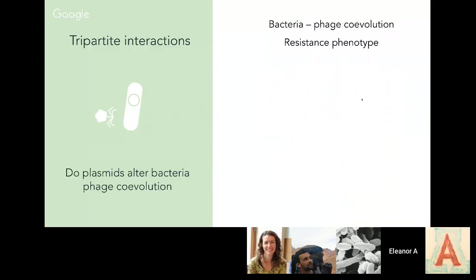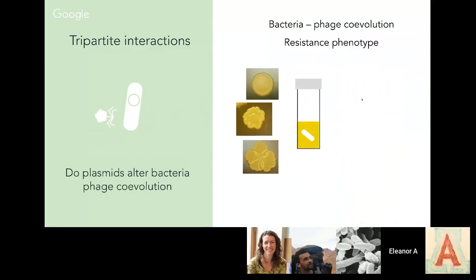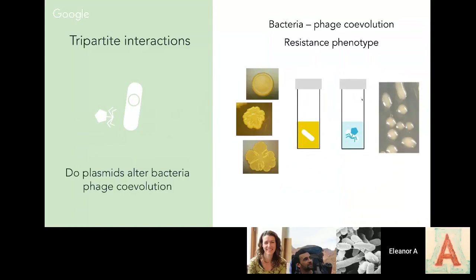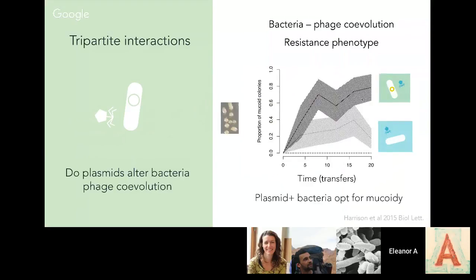But I also noticed something else about these populations, and that is that whilst in the absence of phages, we saw the kind of typical colony morphologies that you see for Pseudomonas bacteria, we also, in the presence of phages, had an extra colony morphology, and that's the mucoid morphology. And when I looked at the frequency of these mucoid colonies in our plasmid-containing treatment versus the plasmid-free treatment, we find that they're much higher frequency when the plasmid is present.